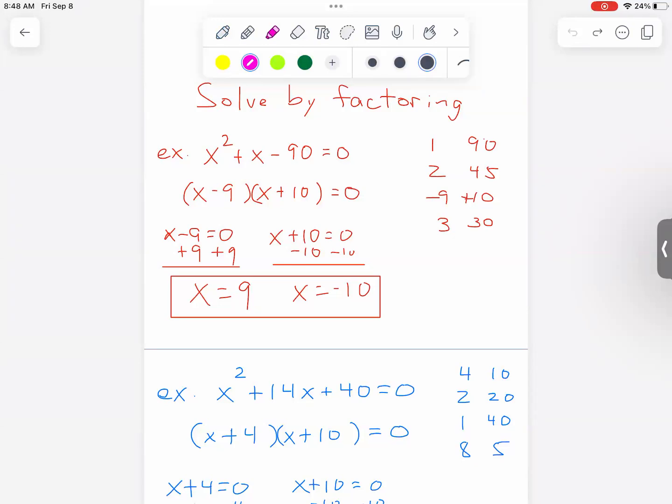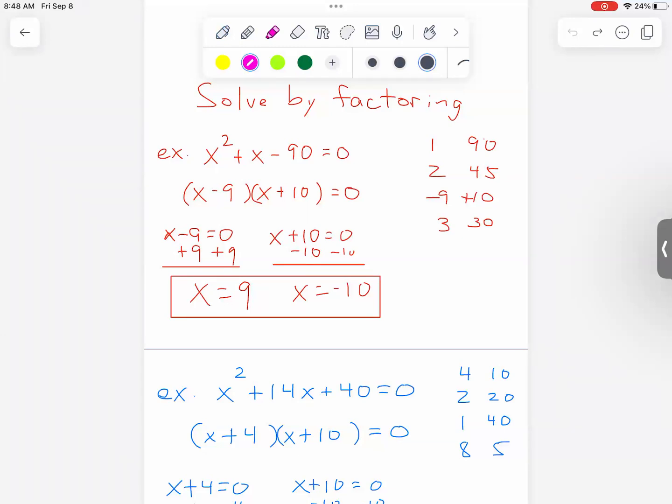So we have x and x, of course, and then we listed factors of 90. And then we have to choose from those factors of 90 that will add up to give us 1. And so therefore, the 9 and 10 were our choice, where we did x minus 9 times x plus 10, and then set both of those equal to 0, and then solve them. So our answers were that x equals positive 9 and negative 10. Okay, so that was solving by factoring.